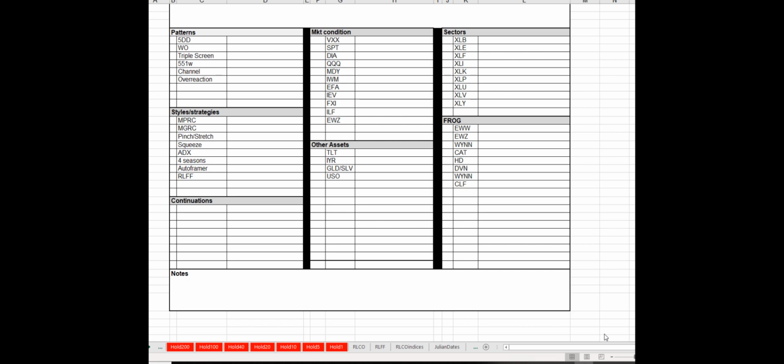Middle column, we're looking at market conditions and major indices, starting with volatility, then SPY. That should read SPY, not SPT. The Dow, the Qs, mid caps, small caps, then Euro Asia blend, Europe, China, Latin America, and Brazil. Under other assets, these would be lesser correlated asset classes that might be working if the main indices weren't. Treasuries, real estate, precious metals, oil, or any other specials that someone has that's unique to them.